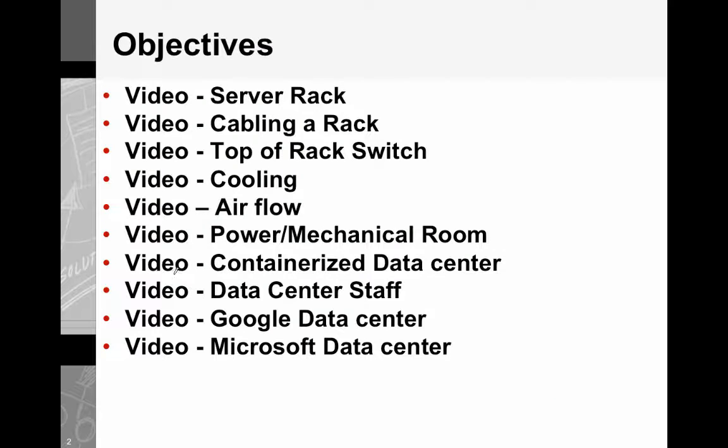So as part of this section, we'll look at a video on how a server rack is organized. Then we will look at how cabling is done across server racks. Then we'll look at the top of rack switch. This is a company that is advertising top of rack switch versus the end of row switches that we talked about. Then we'll look at cooling. We know that cooling is a very important aspect of a data center because IT equipment generates a lot of heat. Then we will look at airflow from the perforated floor.